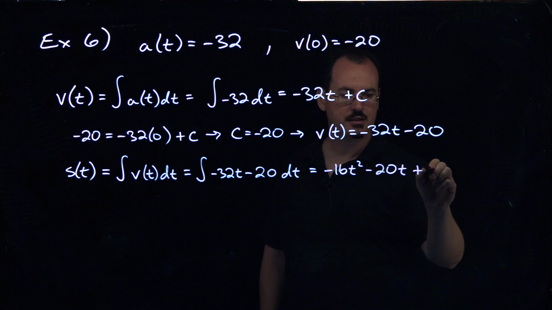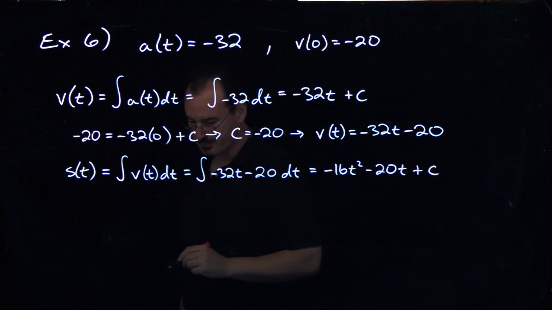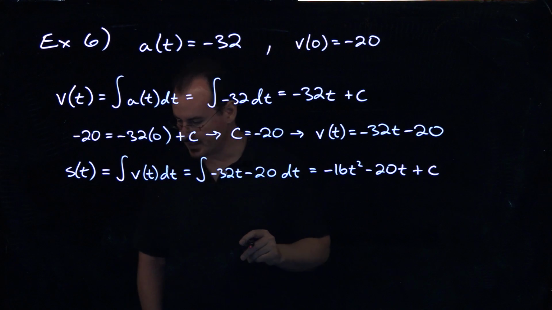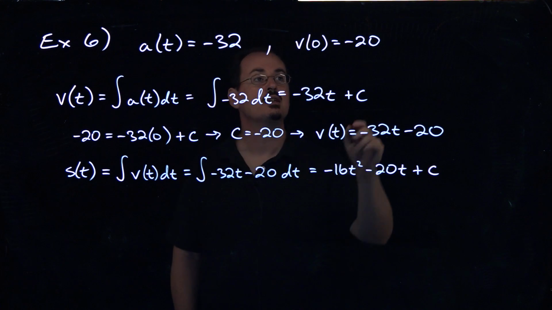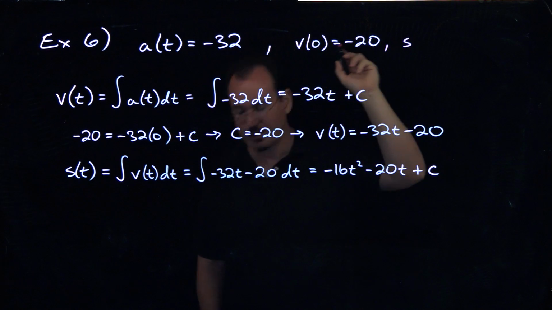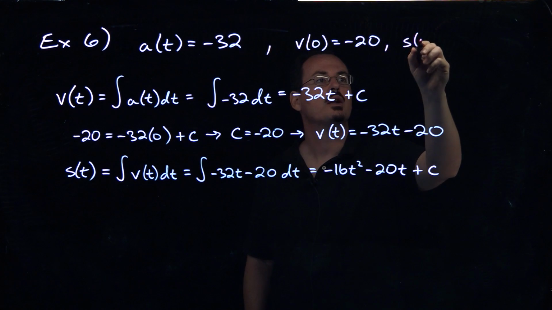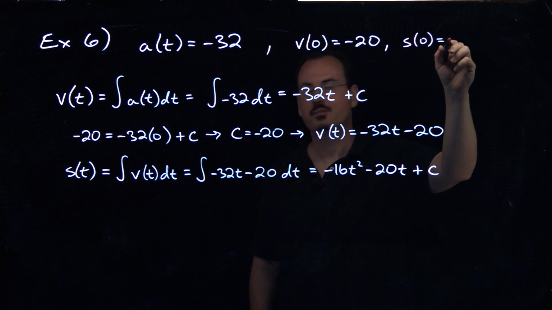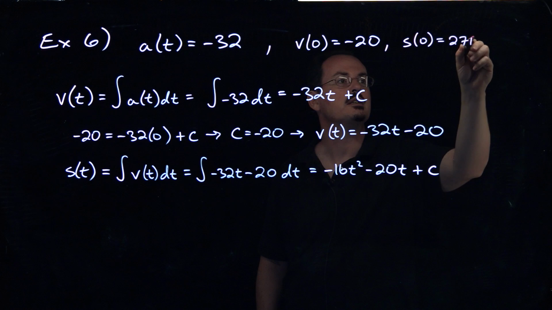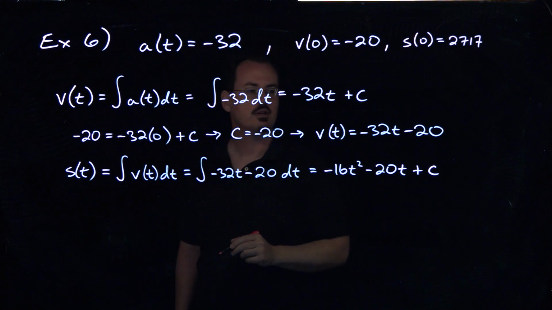Then I'm going to have another constant here associated with the position function. And I have another initial condition here. That is the initial position. Since this person was standing at the top of this building that was 2,717 feet tall, what I know is that my initial position must be 2,717 feet above the ground.